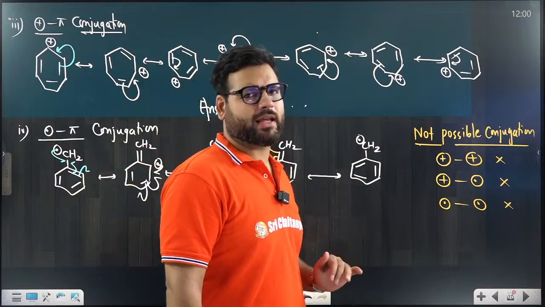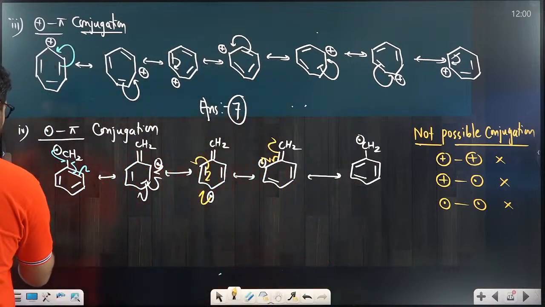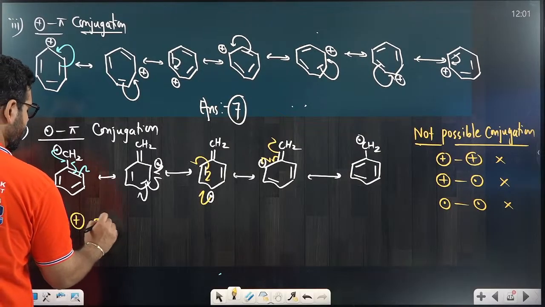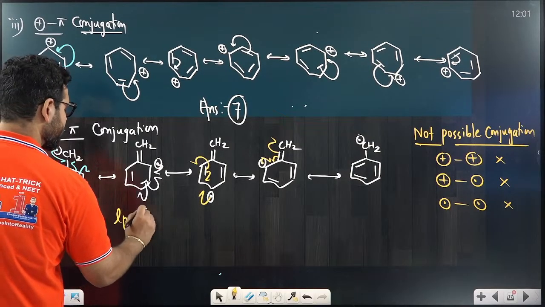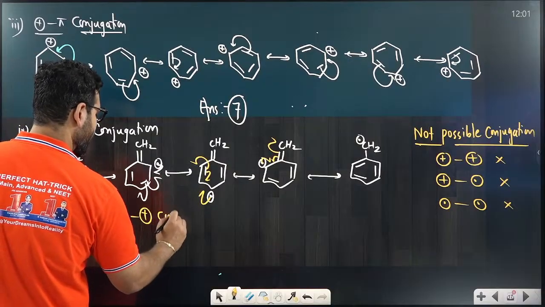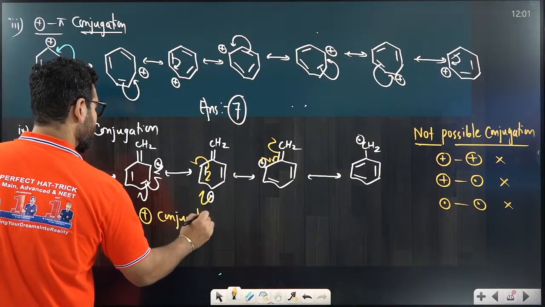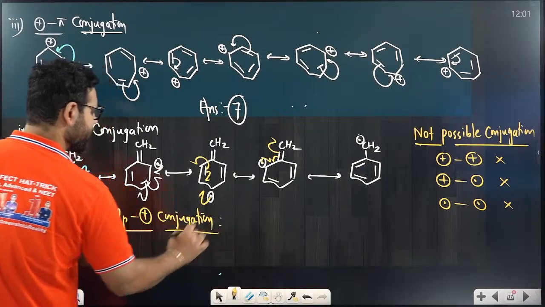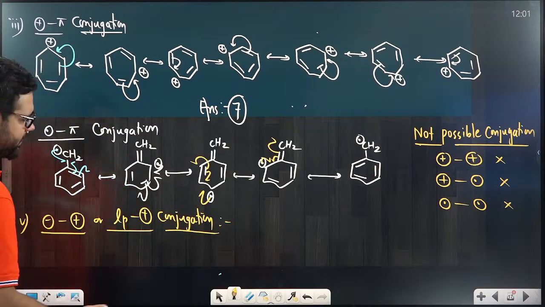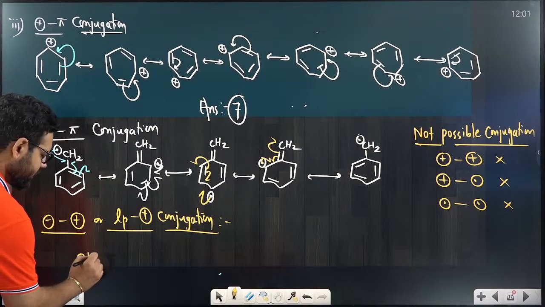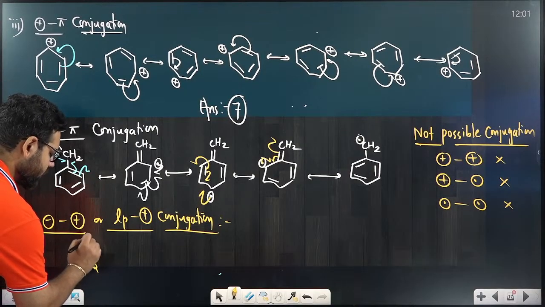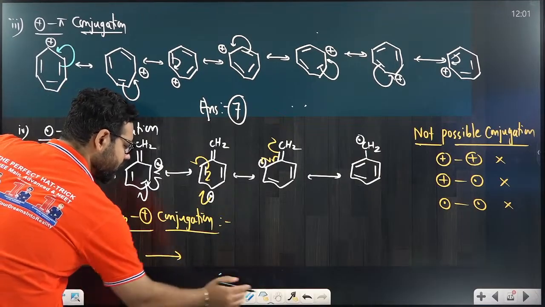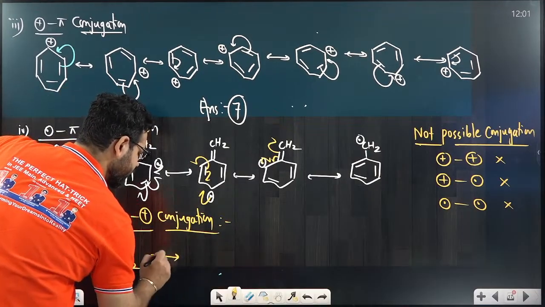Minus with plus can be there. Minus with plus or lone pair with plus. So minus-plus conjugation or lone pair-plus conjugation is possible. It is very, very stabilizing conjugation. Whenever minus and plus or lone pair and plus come next to each other, something like CH2 positive with the NH2 group, this is a very, very good conjugation. We also call it back bonding.